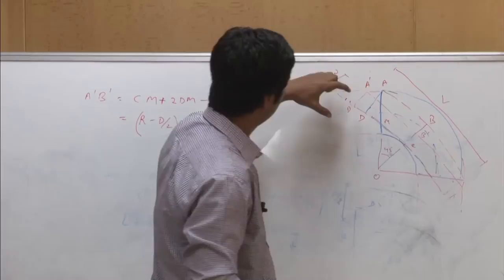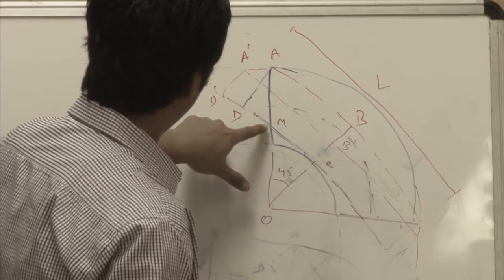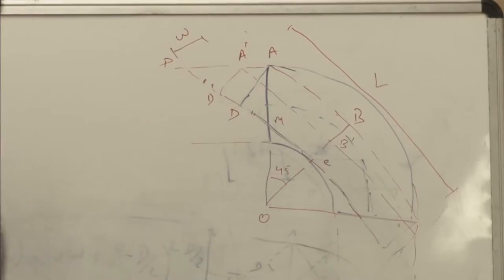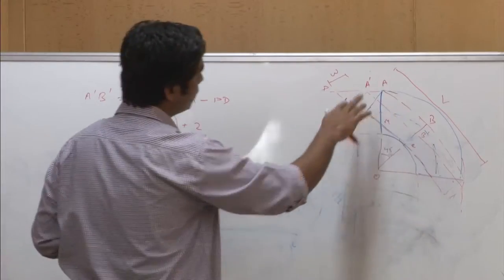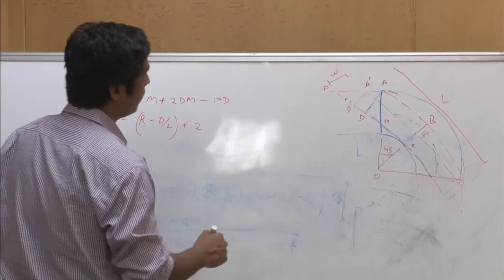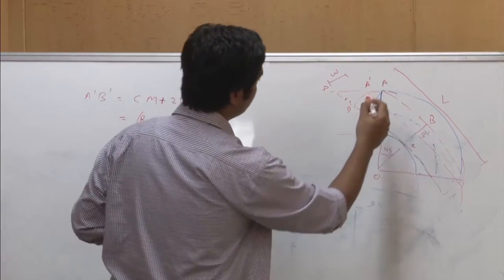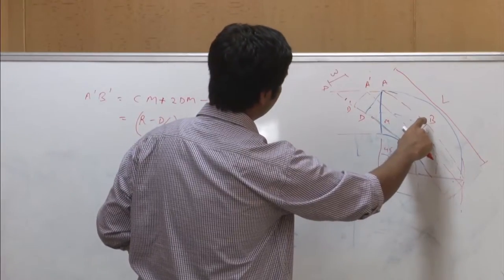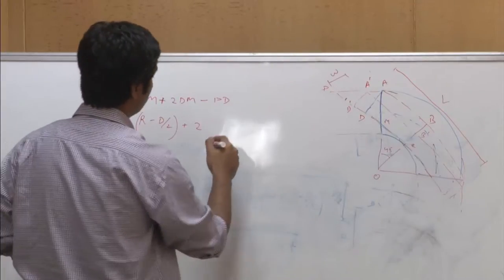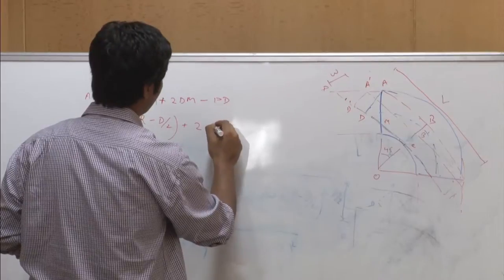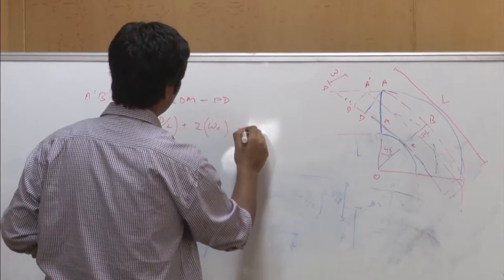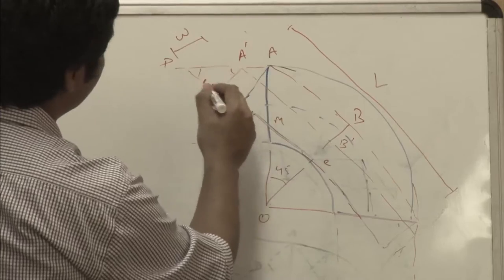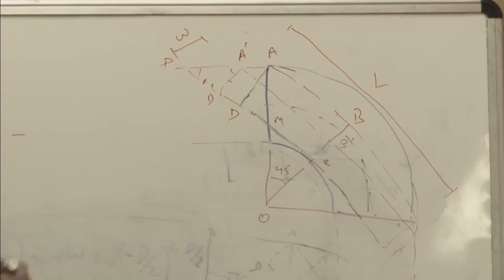What is DM? DM is this height, the critical height WC of the robot. For a particular elbow, WC and LC will be fixed. And we found WC to be this. I will write WC minus PD. Now again, this is 45, this is 45, so this is equal to this. So PD is your new W.